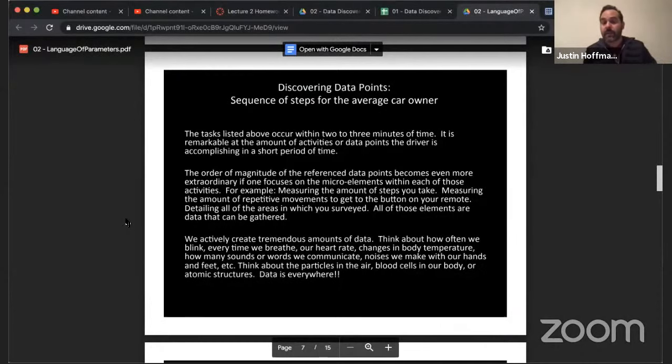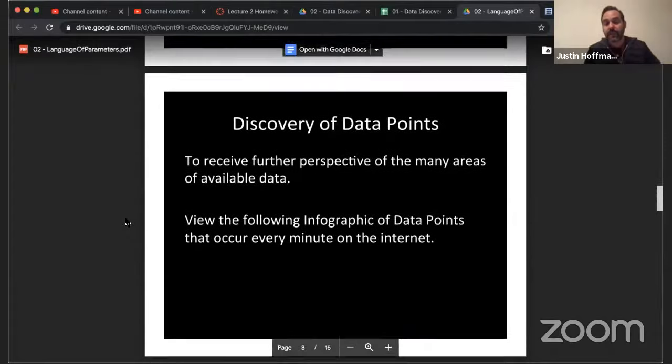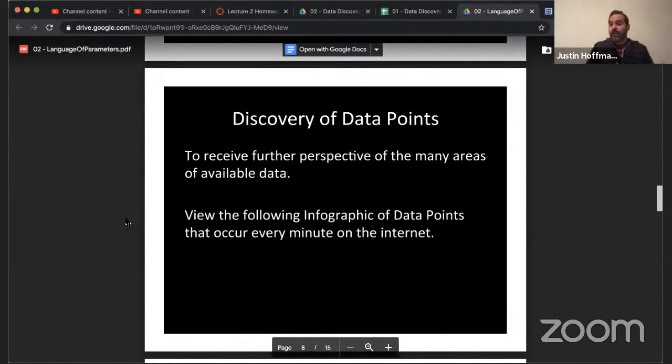That's pretty clear. Think about how often we blink, every time we breathe, our heart rate, changes in body temperature, how many sounds or words we communicate, noises we make with our hands and feet, etc. Think about the particles in the air, the blood cells in our body, or atomic structure. Data is literally everywhere. It's just that now, as technology has evolved, we have the capacity to articulate that data and sense that data, and after we sense the data and are able to say that this happened, we can maybe make some type of correlations to what's going on with those data sets and figure out what's going on at a higher level. And maybe once again, attach other things to that.